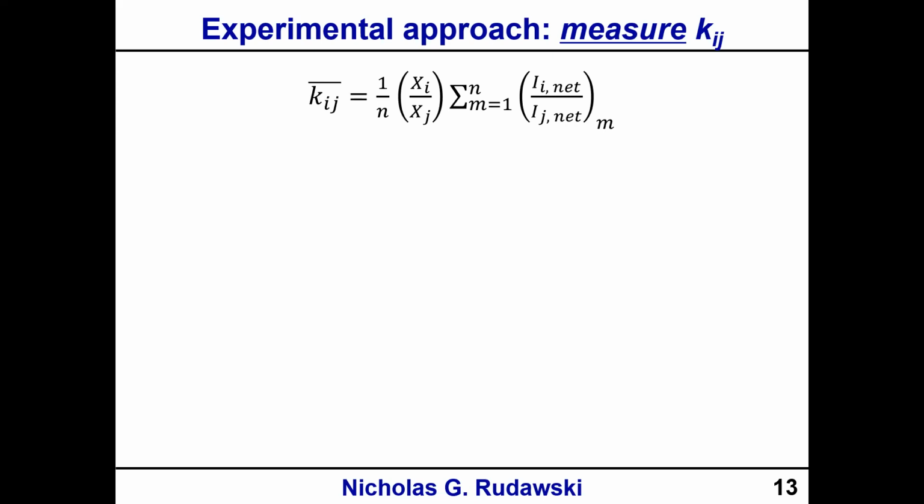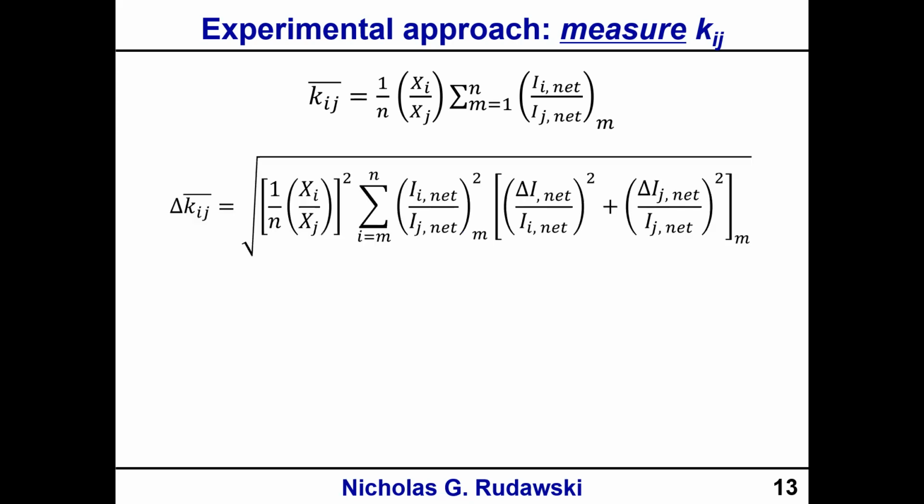Okay, so this is the standard equation for calculating an average, right? You can see this is basically just a reworking of the Cliff-Lorimer equation where I'm summing the ratio of I_i net to I_j net over little n measurements. So I'm doing that little n times and I'm getting an average. Very simple. Then I can use that equation and all the relationships we had for extrapolating error based on summation and products and quotients, and I can get an expression for the error in the average k_ij.